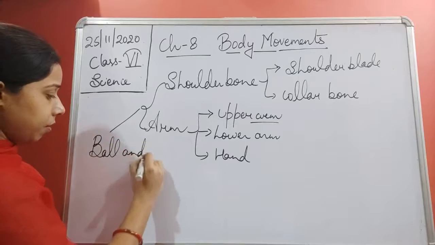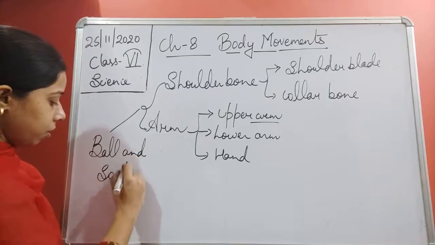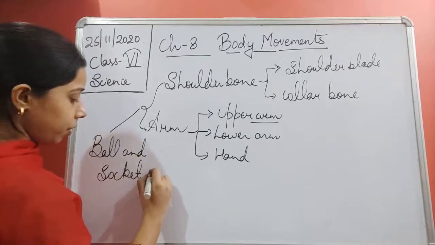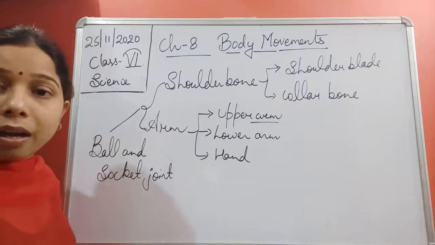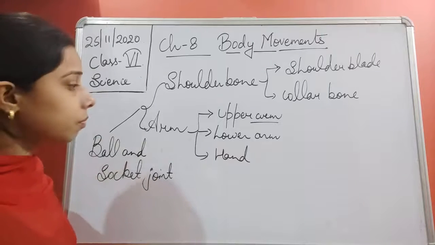Ball and socket joint. So the kind of joint they have is the ball and socket joint.